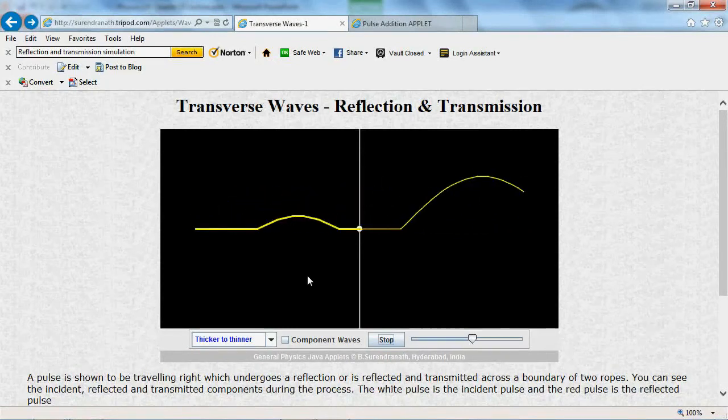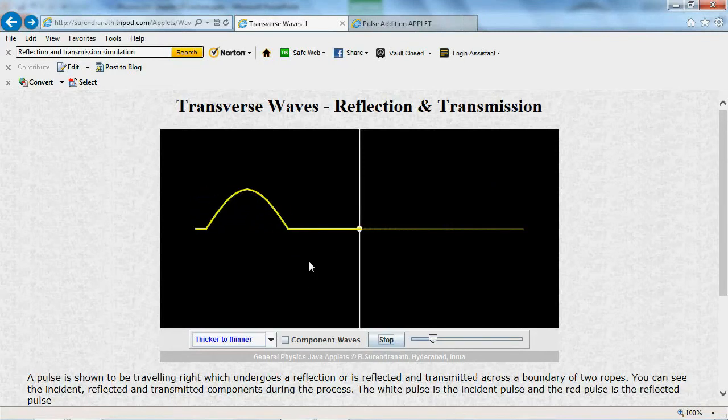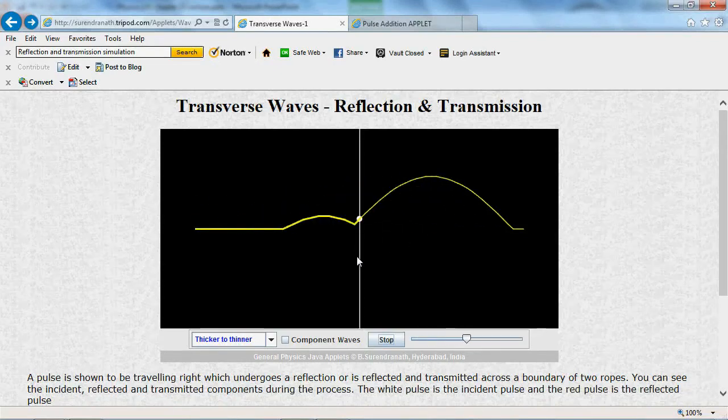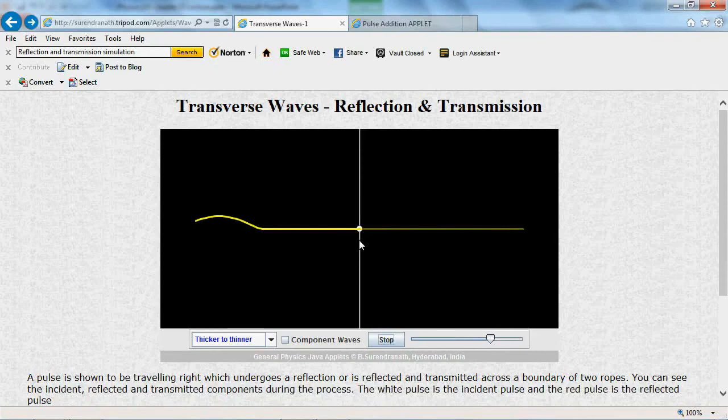So this is the idea of reflection and transmission. The reflection is based on this boundary point, whether the wave reflects back in the same orientation or inverted, and the transmitted wave is what proceeds down after hitting this interface point.